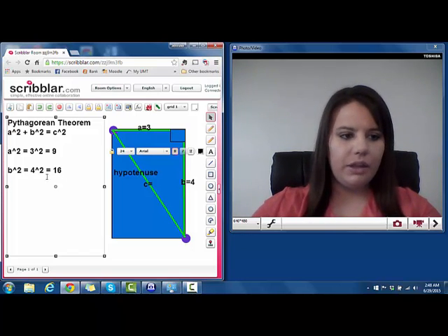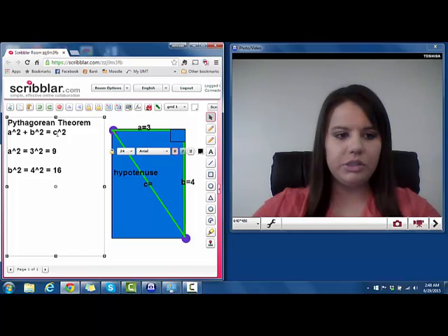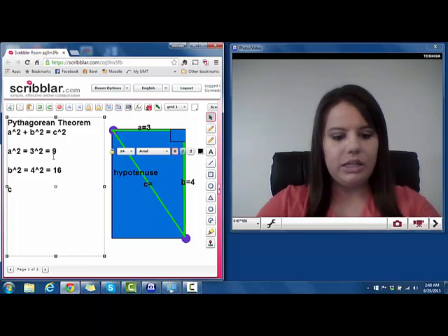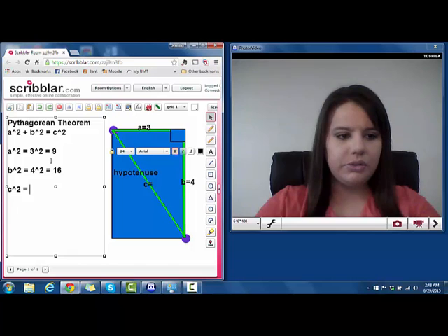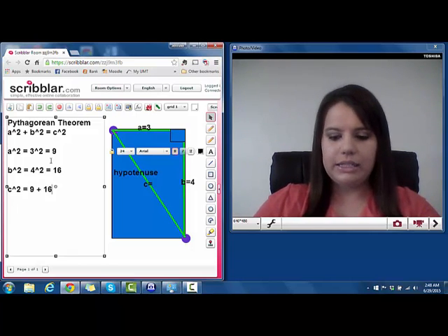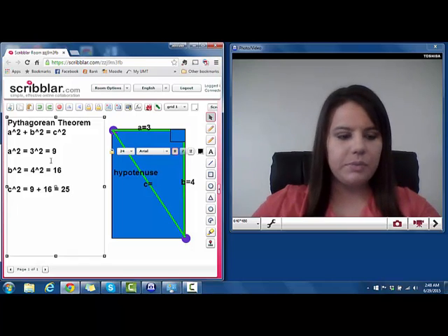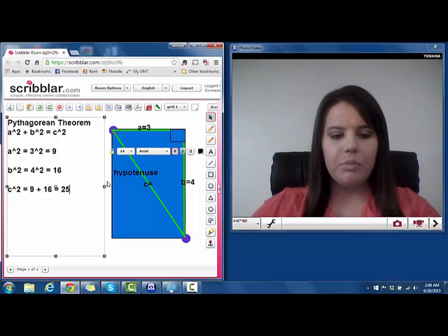Now that we know what the value of a squared and b squared is, we can plug it into the theorem to find the value of c squared. So c squared is equal to a squared, or 9, plus b squared, or 16, to get 25. However, we're not quite done yet. Right now, we know that c squared is equal to 25, but we're really interested in the value of c.